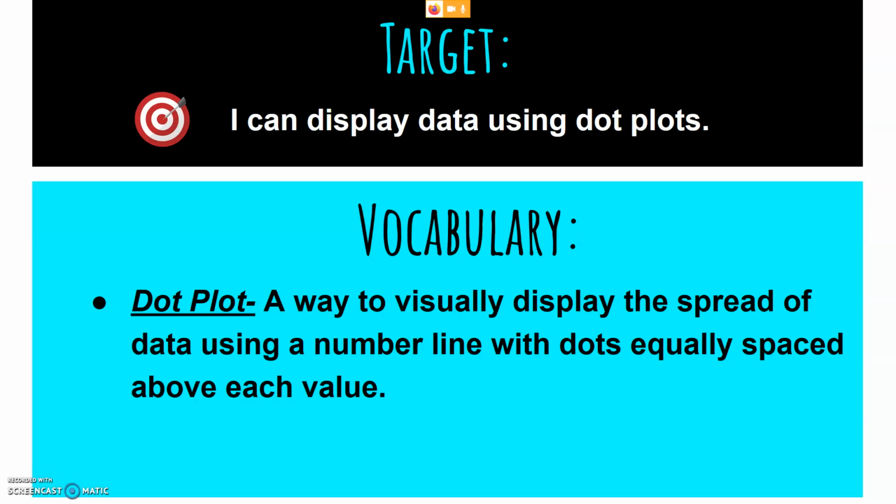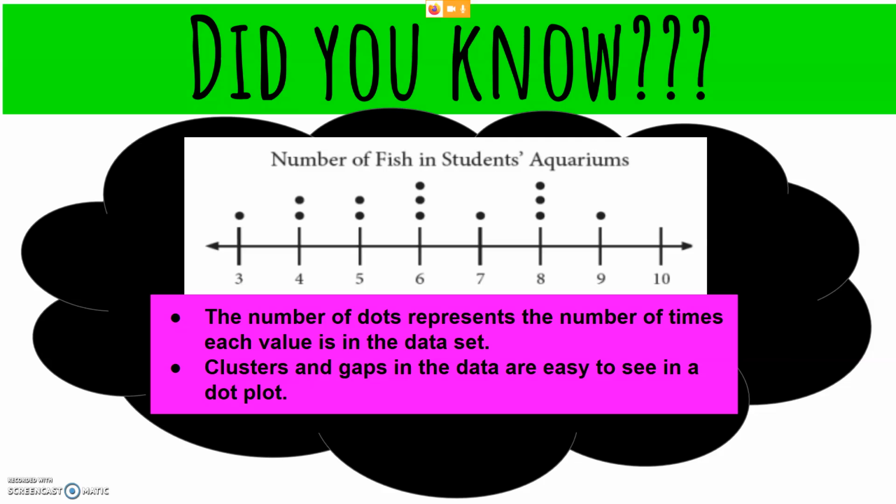Well, a dot plot is a way to visually display the spread of data using a number line with dots equally spaced above each value. That is a dot plot. The number of dots represents the number of times each value is in the data set.